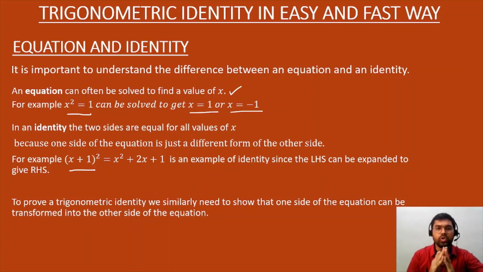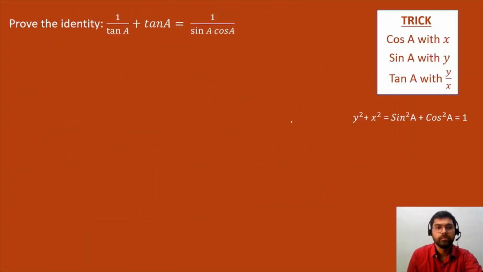Okay, so while solving trigonometric identities question, what we have to do, we have to show that one side of the equation can be transformed into the other side of the equation. Okay, and we'll see how we can do this transformation using a trick. Okay, and it will help us to solve some T identities question very fast. So let us discuss a question. 1 upon tan a plus tan a is equal to 1 upon sin a cos a. So what the trick says, we have to replace cos a with x, sin a with y, and tan a with y by x in any given question.